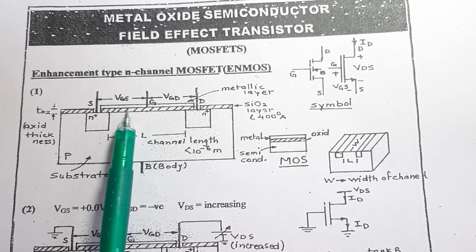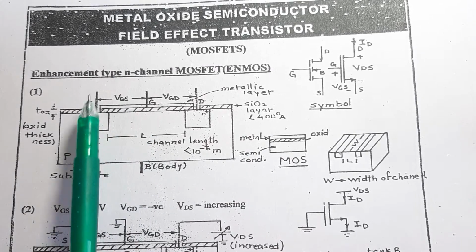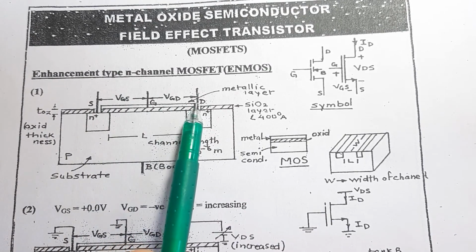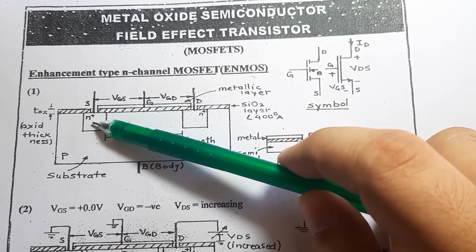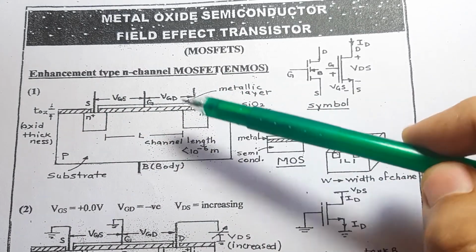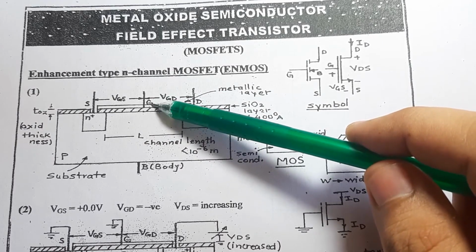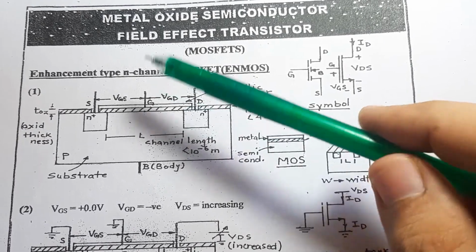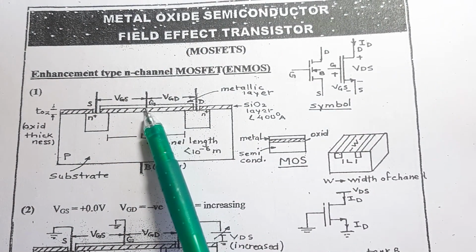Now there are three terminals to be named here. The first one is the source, the second one is the gate, and the third one is the drain terminal. The source terminal is connected directly to the N-type material, and the drain terminal is also connected to the N-type material, while the gate terminal is connected only to the metal part, which sits above the dioxide layer.